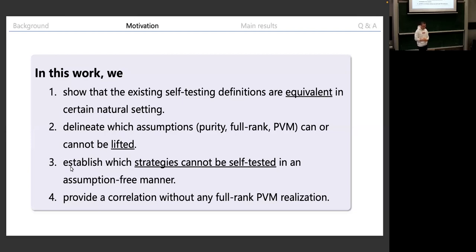First of all, we show that existing self-testing definitions are equivalent in natural settings, which is simple and basically good news. It means that when we talk about self-testing, we don't need to worry too much; we just pick whichever form we like. Another thing, which is actually the most non-trivial part of this work, I believe, is that we can lift those assumptions in most cases of the literature, while we also identify the cases where certain assumptions cannot be lifted.